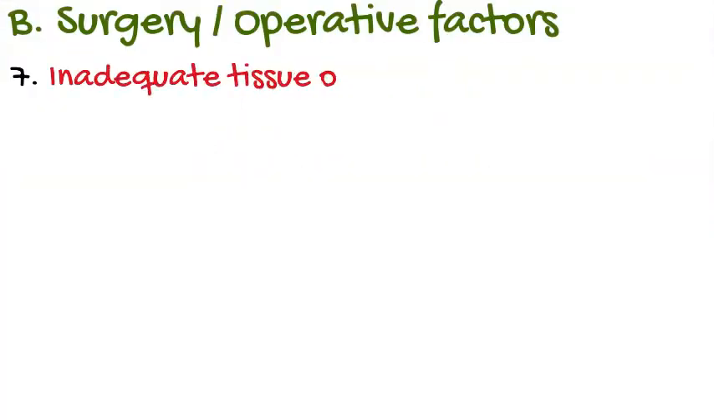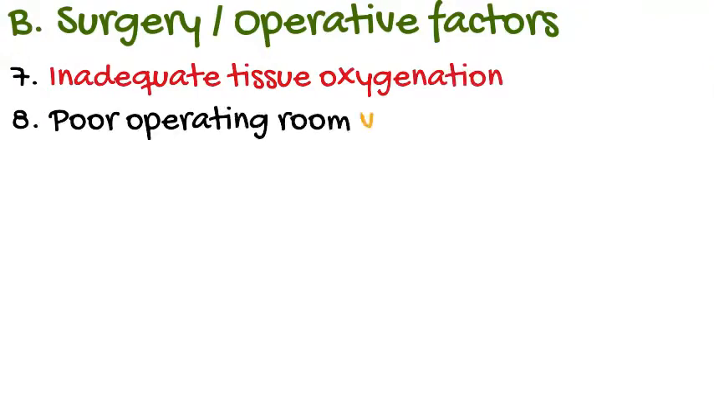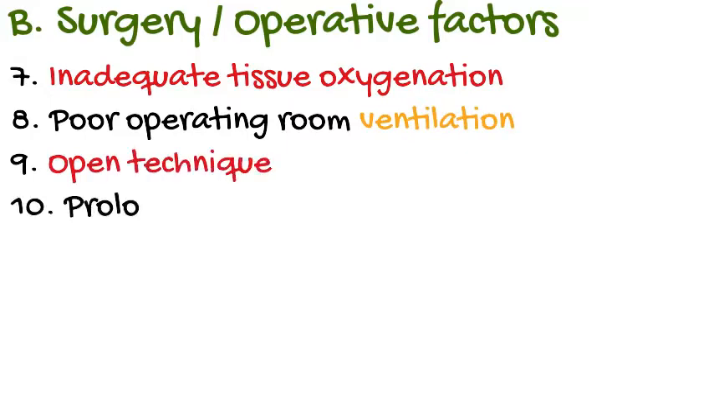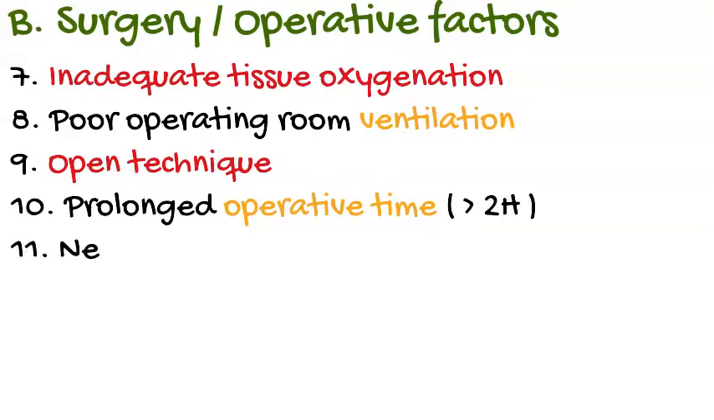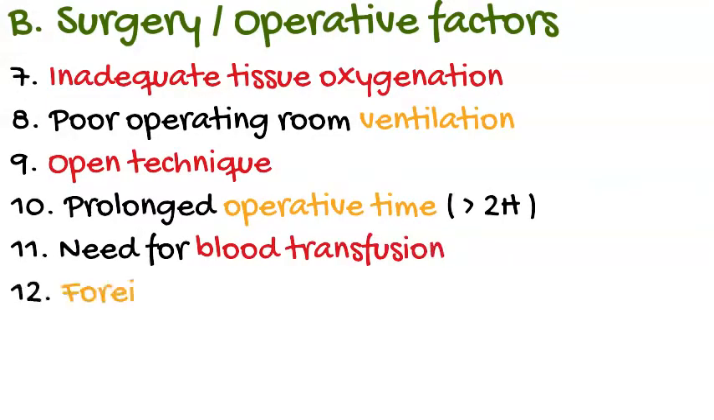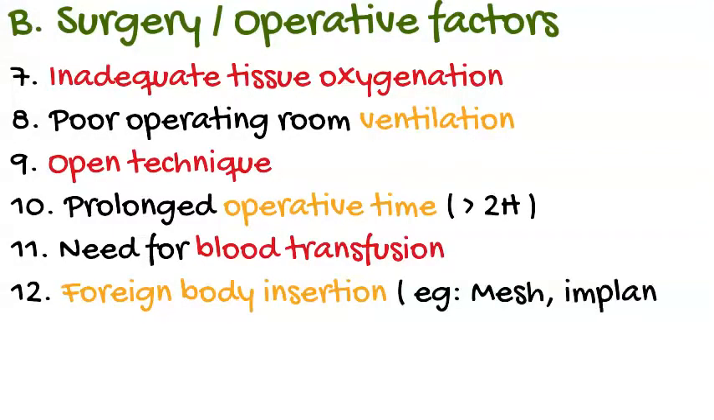7. Inadequate tissue oxygenation. I already covered oxygen supplementation in the surgical site infection video part 3. 8. Poor operating room ventilation. 9. Open technique surgery that leads to a higher risk compared to a closed technique.